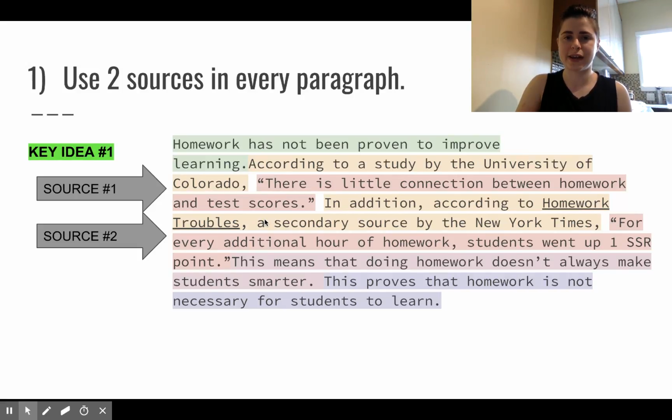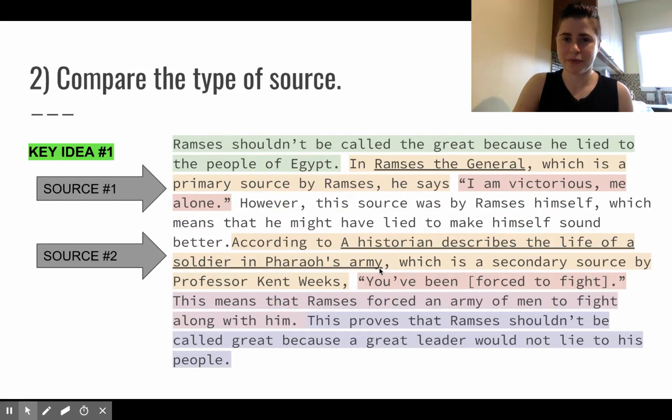So when you use two sources in every paragraph, for every key idea that you have, you need to be looking for two pieces of evidence from two different sources that prove that key idea. And you want to make sure you contextualize them so that we know they're different sources, give a quote from each source, and then explain what they mean and why they matter. The other option is to compare the type of source. So comparing secondary and primary, or someone who wrote it from the place at that time versus someone who might be biased. So let's look at an example of that.